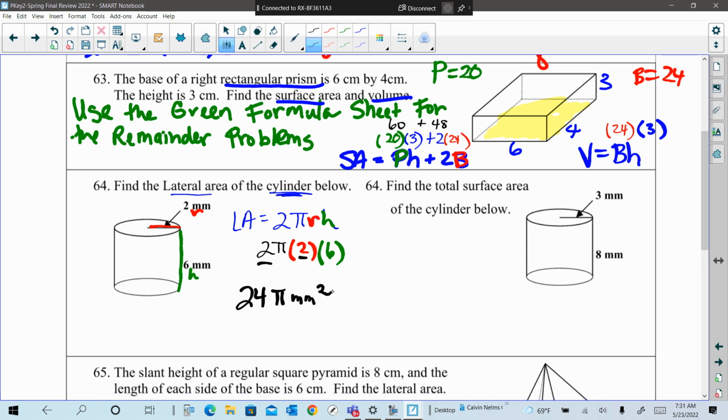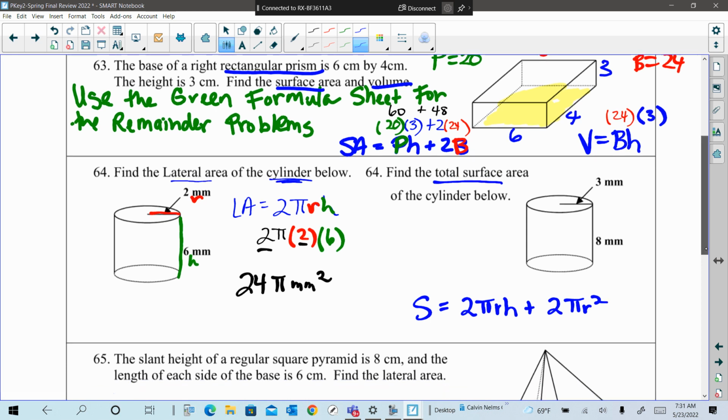So on 64, they want you to do the total surface area for this cylinder. To do the total surface area, it is 2 pi RH plus 2 pi r squared. So you just, again, need the r and the h to do this. You want to keep it in terms of pi.